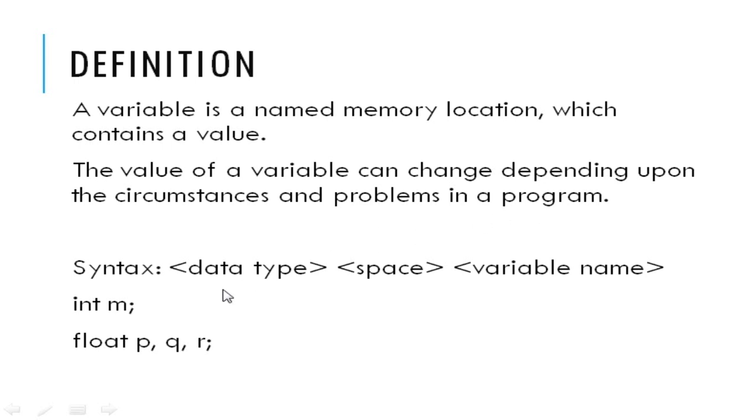So the syntax for this variable definition is you should have a data type, then a space between that, and then the variable name. So you can see two examples, one with single variable, another one with multiple variables. So first you are going to see single variable. So you can see the data type integer int, then space, then you can see a variable, then semicolon. Semicolon is the statement terminator.